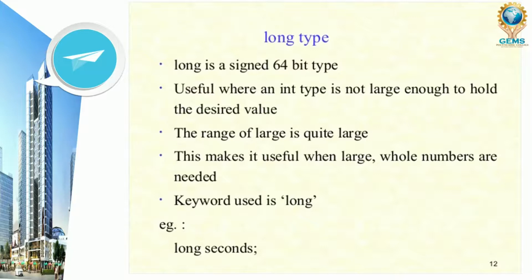So till now we discussed integer types. Integer types are 4 types. First one is byte, second one is short, third one is int, fourth one is long. The size of byte is 8 bits, short is 16 bits, int is 32 bits, long is 64 bits. So each one doubles the previous one.